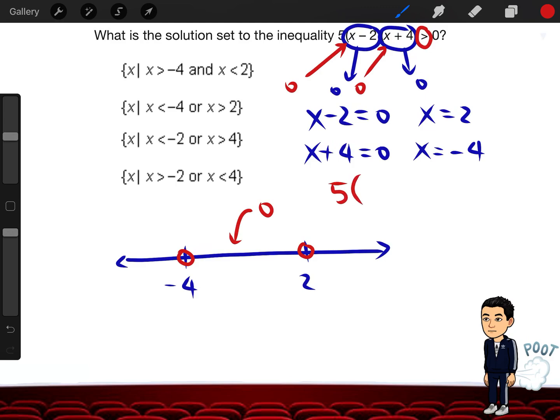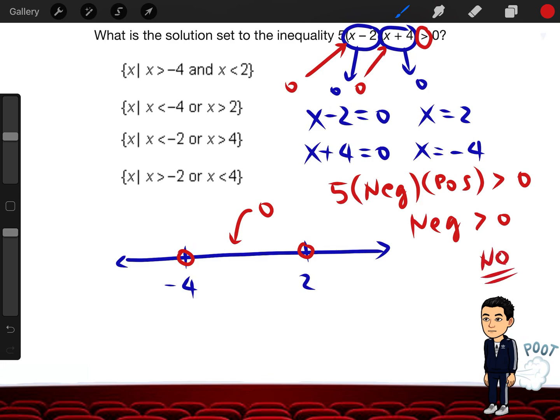So multiply by 0 minus 2, that's going to be a negative. And then 0 plus 4, that's going to be a positive. And then is that going to be greater than 0? So 5 times the negative times the positive is going to get you a negative value. You don't actually have to solve for it. You just need to know, can a negative be greater than 0? The answer is no, right?